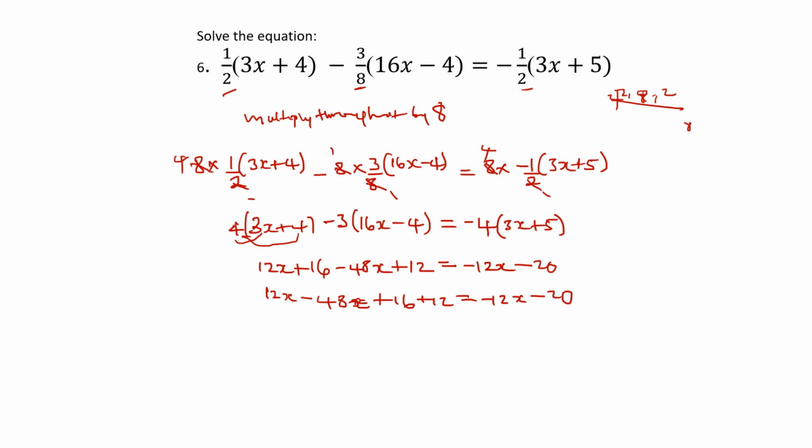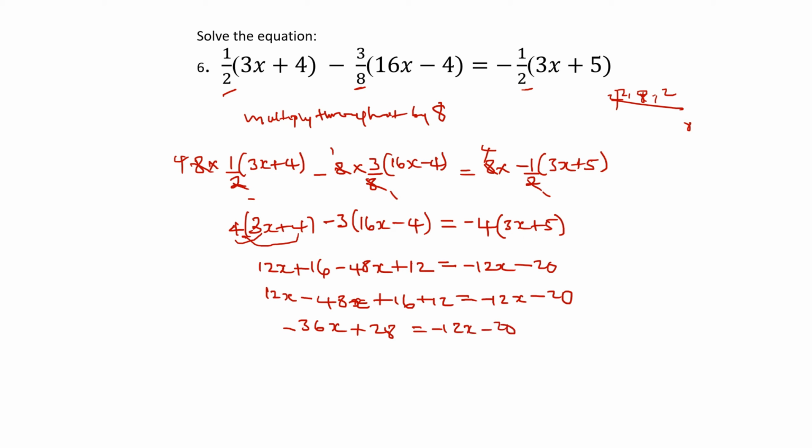12x minus 48x. So if you subtract 12x minus 48x, what do you get? 12 minus 48. Bigger number carries the sign. The bigger number here is 48, and the sign in front of it is negative. So 12x minus 48x is minus 36x, plus 16 plus 12 is plus 28, is equal to minus 12x. Rewrite again minus 20.